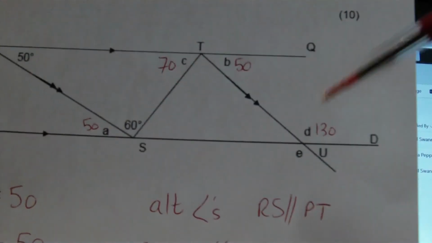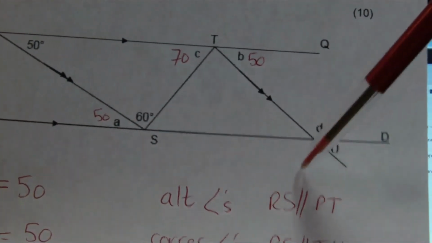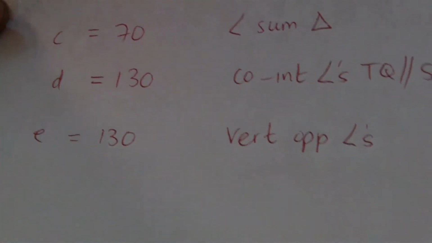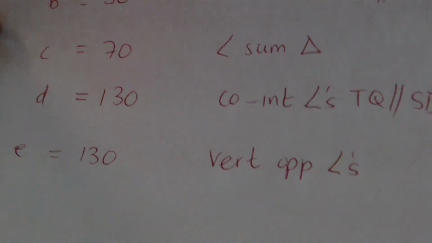And lastly, if that's 130, well then E is 130 because those two are vertically opposite. And there's the writing. E is 130, vert op angles. 10 marks, one for each thing.